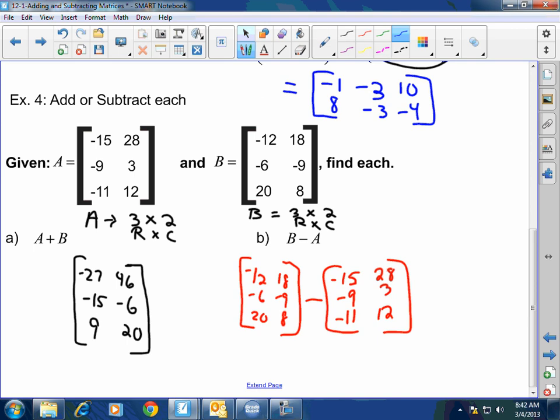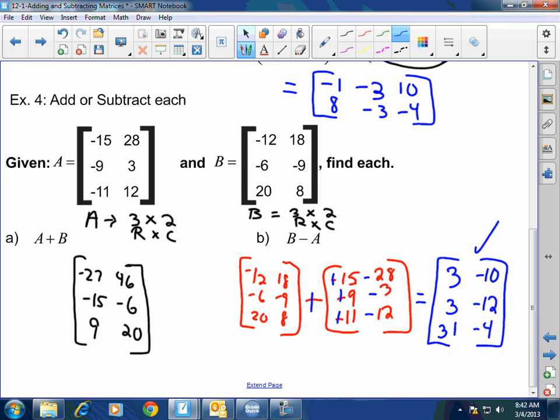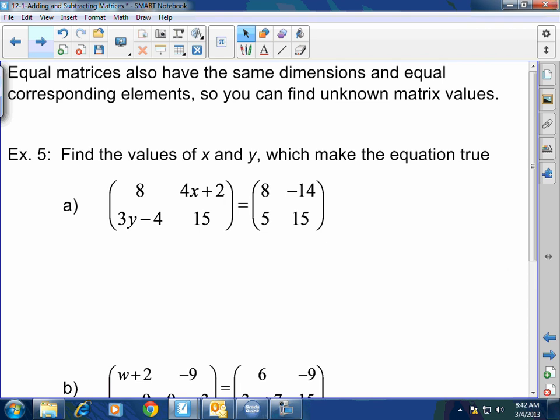Distribute the negative. That's exactly right. Make that a positive. And multiply everything by a negative. So what's my final matrix going to be here? 3, negative 10. 3, negative 12. 31. And negative 4. Fantastic. Awesome. It's pretty easy, right, guys? Awesome. Next. Now we know how to add and subtract them.